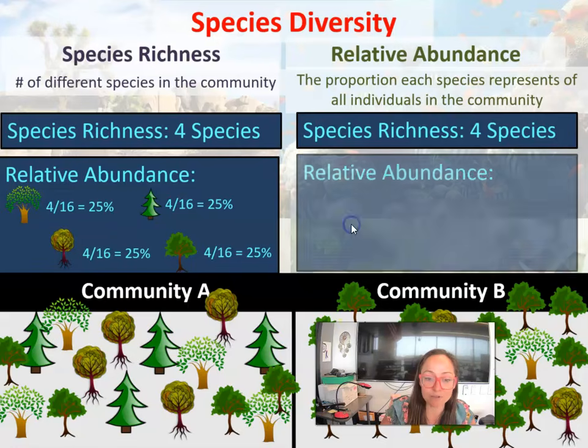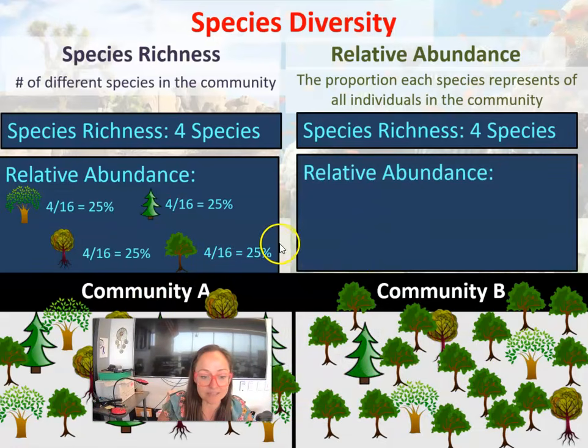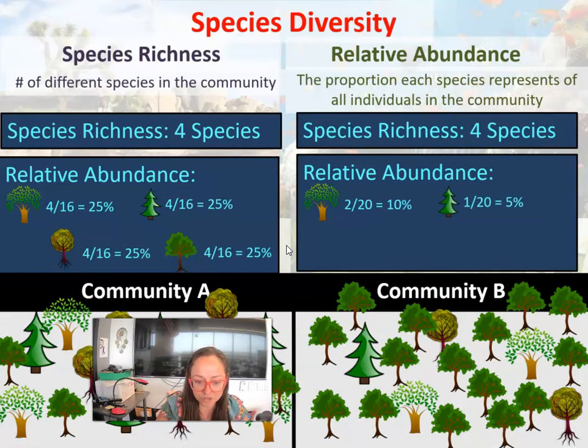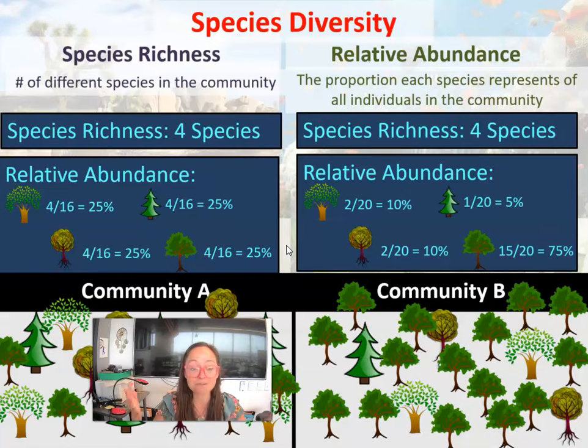If I look at community B, what I notice is that for this species, I see only 2 out of the 20 trees. For the pine tree, I only have 1. Here I only have 2 out of 20, and then the rest look like oak, so 15 out of 20. So here the relative abundance is very different, even though the richness is equal.